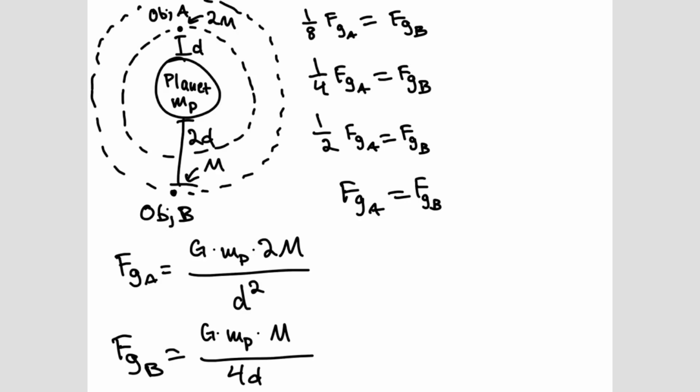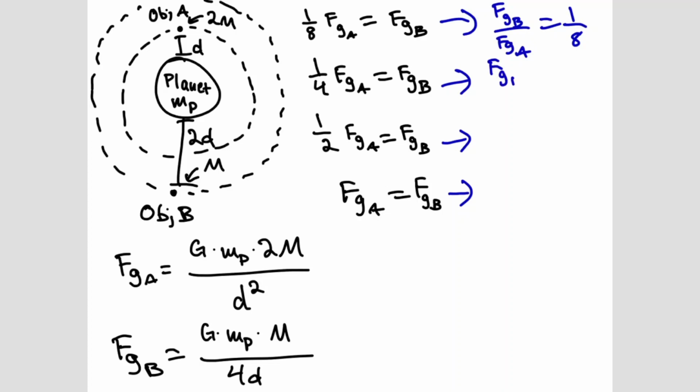Now I can start comparing to see what I need to multiply the force of gravity on A by in order to get force of gravity on B. However, the way I usually like to think about these is I'm going to rewrite these as divisions. This one I can rewrite as FGB over FGA is equal to 1/8, because I'm just dividing both sides of that by FGA, right? This one I can do a very similar thing. In fact, it's very similar for all of them.